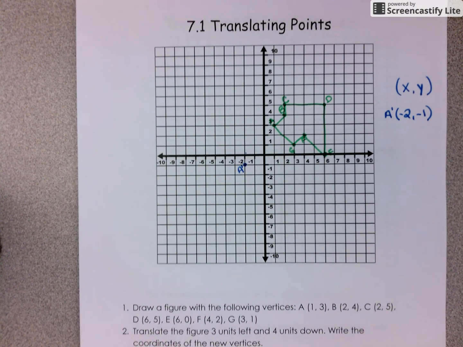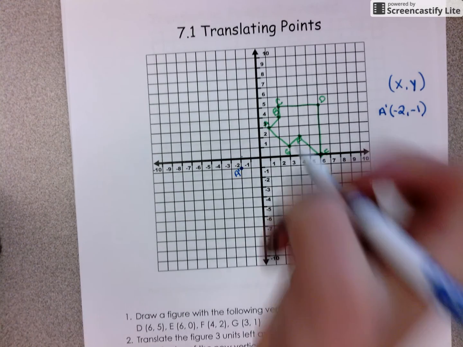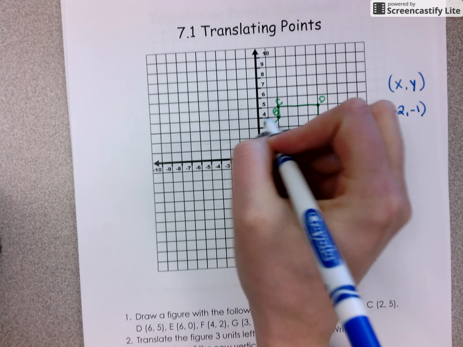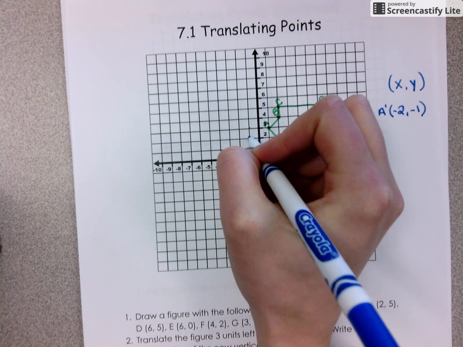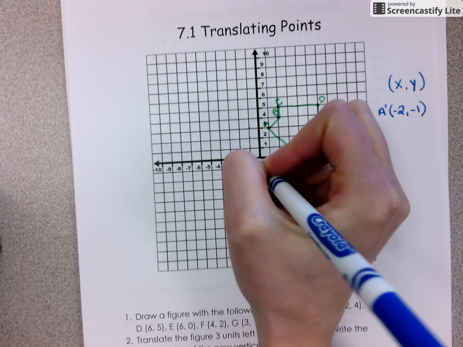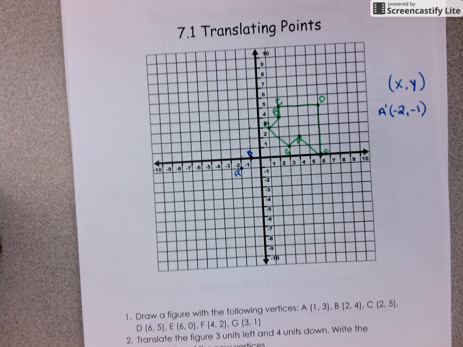figure. So we've done point A. Now that means that we're on to point B. So I want you to now find point B of your last figure. Go 3 units left and 4 units down. So from B, 3 to the left, 1, 2, 3, takes us to -1, and 4 down, 1, 2, 3, 4, should be right on the line, right on the x-axis.